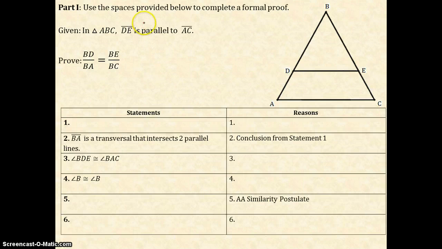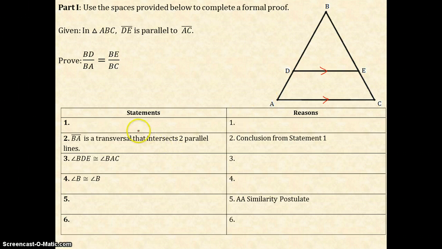Proofs are cool. Alright, so I'm going to show you how to work your way through a proof where we have to fill in some steps. So in triangle ABC, we are given that DE is parallel to AC. And we need to prove that BD over BA equals BE over BC. So we're trying to prove that the ratio of sides from one triangle to the next is a constant.